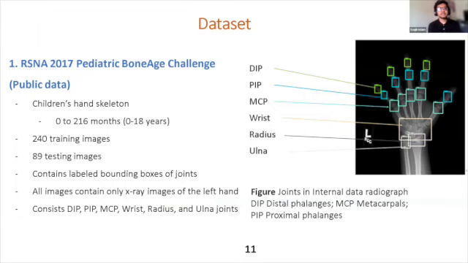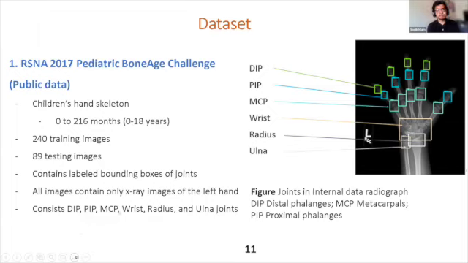Going into a bit more detail about the data sets so that we can understand how the models were trained better. The RSNA pediatric bone age challenge data consisted of children's hand skeleton radiographs. They only contained the left-hand images of the pediatric hands. In total, there were 240 training images and 89 testing images, and each of them contained labeled bounding boxes. By labeled bounding boxes, I mean the joints in the radiographs were boxed out, and these were the labels that the models were trained on to predict the ground truth boxes in each of the radiographs.